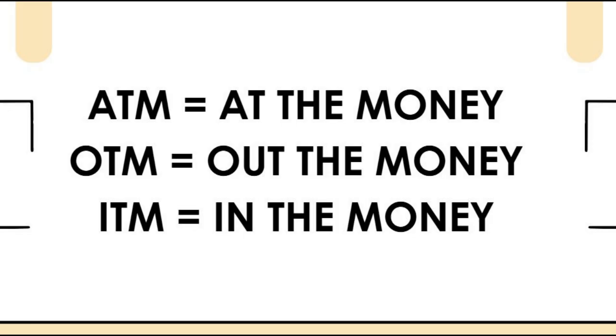Before we dive into one option strategy, just a quick recap of our previous videos. ATM is at the money, OTM is out of the money, and ITM is in the money. Premium refers to an option price, and stop loss is a capital protection tool, the price which tells us at which level we should come out of the trade.